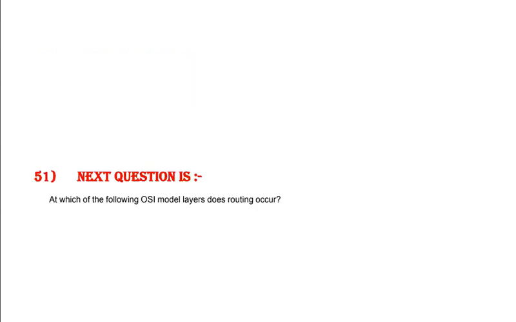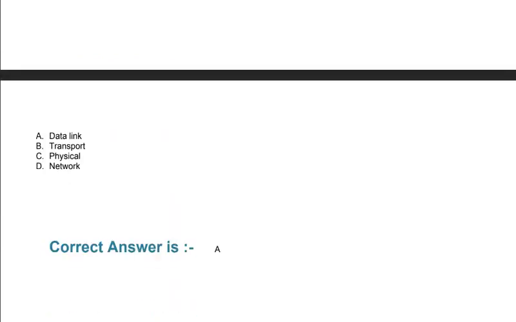Question is, at which of the following OSI model layers does routing occur? Option A, data link. Option B, transport. Option C, physical. Option D, network. Correct answer is option A.